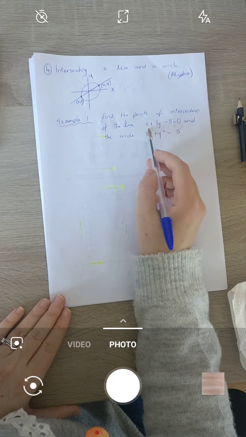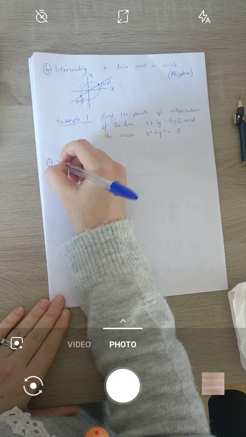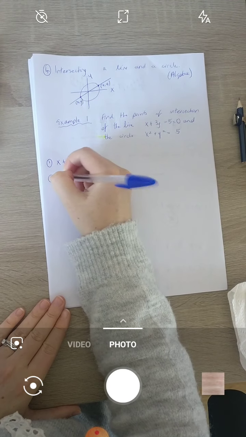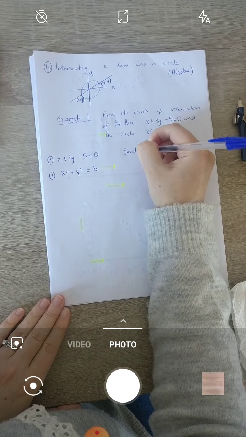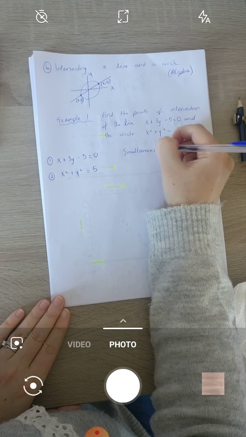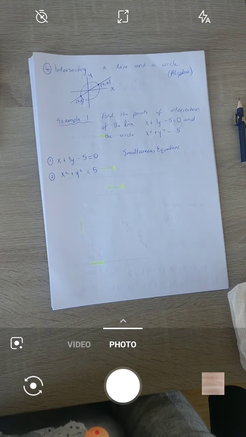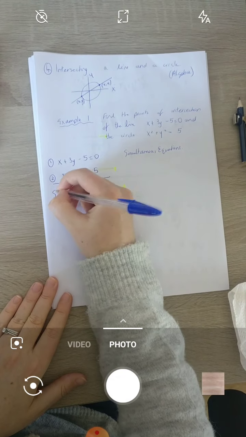So we're going to do this by looking at an example. Find the points of intersection of the line x plus 3y minus 5 equals 0 and the circle x squared plus y squared equals 5. Now we are going to solve this by using simultaneous equations, but this time we don't have two lines. We have a line and a circle, so it works a little bit different to the more basic simultaneous equations.